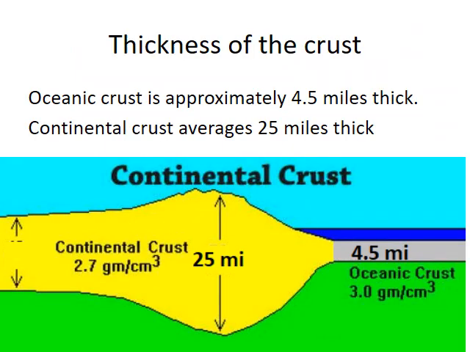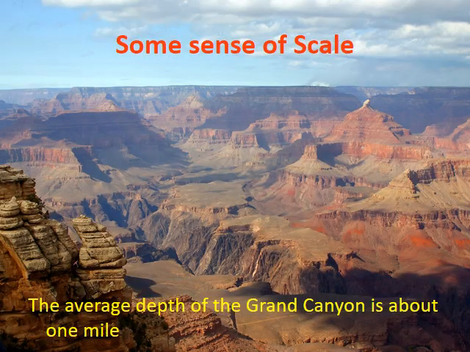The relative thickness: the continental crust averages about 25 miles thick because the rocks are relatively kind of light and fluffy. They're spread out. Whereas the oceanic crust is only about 4.5 miles thick because it's so dense it squeezes itself into a very, very small layer. Now, for some sense of scale, because it's very hard to depict things on our planet when we're on the planet itself. If you've ever been to the Grand Canyon, certainly you've seen pictures of it. The average depth of the Grand Canyon is only about 1 mile. Now, keep in mind the continental crust is 25 miles thick, so this barely scratches the surface.